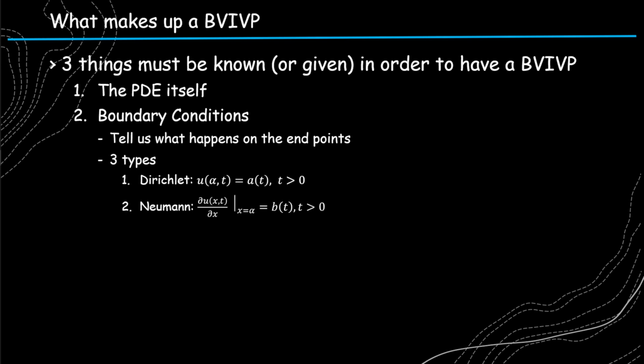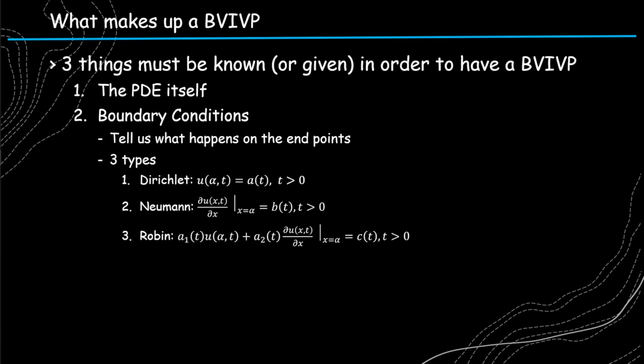The second type is the Neumann type, and this gives us the values of the derivative applied at the boundary of the domain. As you can see here, we are taking the partial derivative of the function with respect to x at one of the endpoints of the domain of interest, and it is going to be equal to some function. Lastly, it is the Robin type, and pretty much the Robin type is a linear combination of the Neumann and Dirichlet types. So that's why I say it's technically two, but it's three.